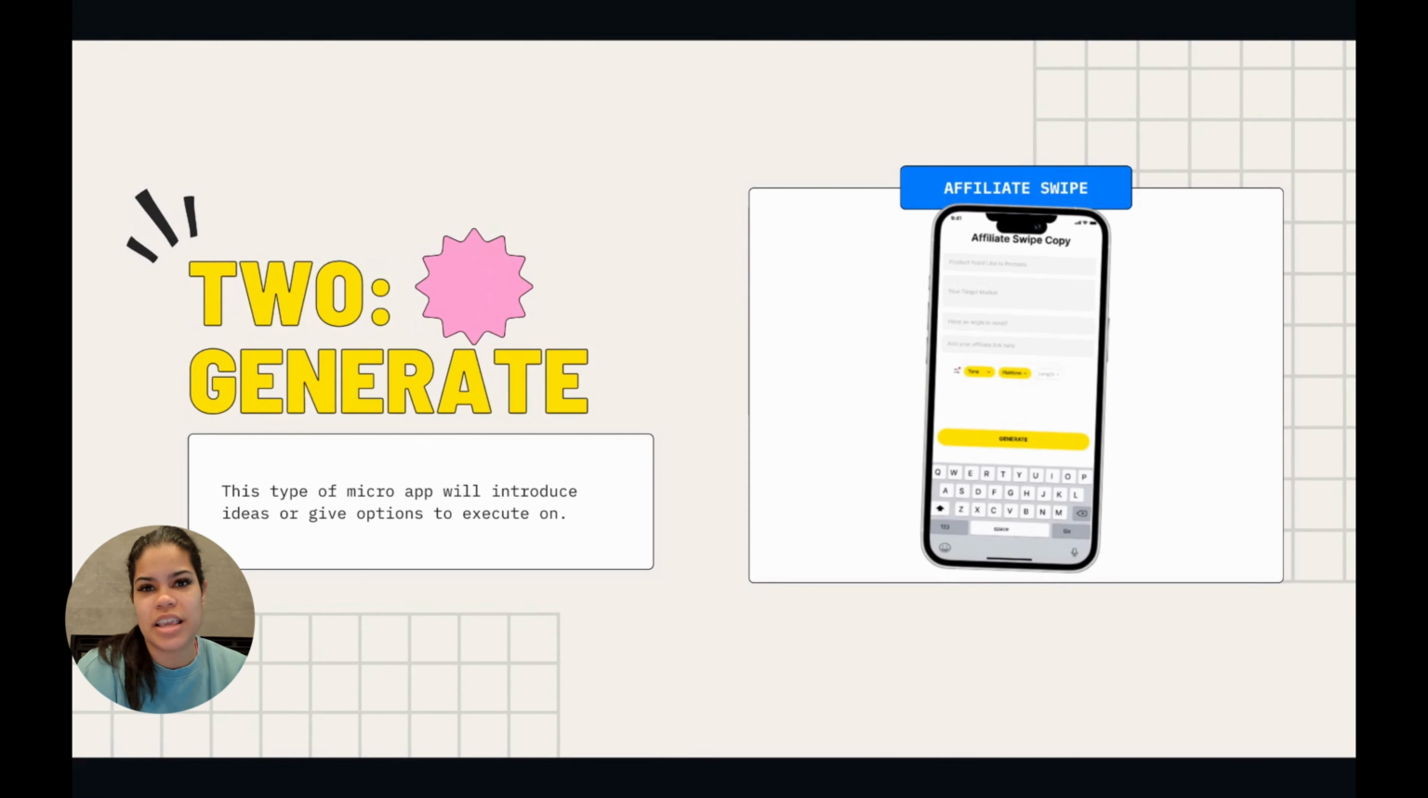The second thing that it can do, like I said, is it can generate. That is the most common thing that people think of when they think of ChatGPT. But imagine if you have a group of affiliates for an upcoming launch of yours, and you build out this affiliate swipe copy.